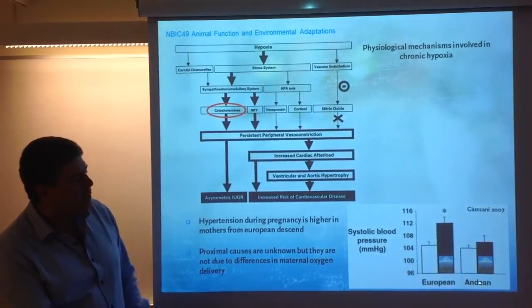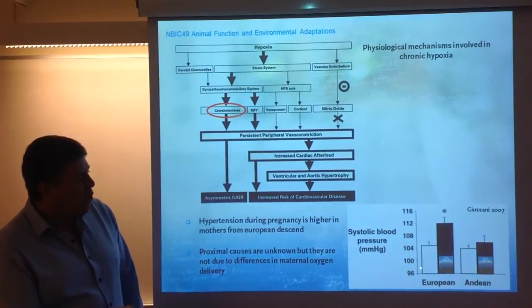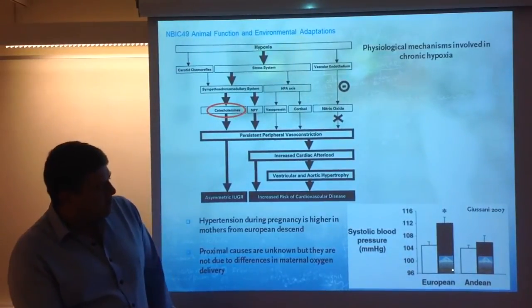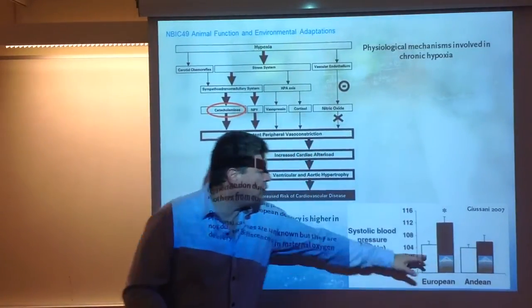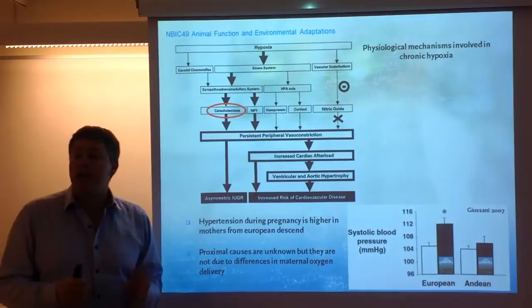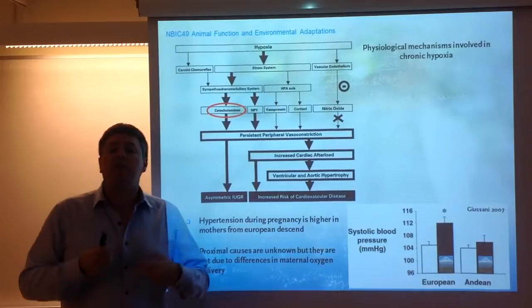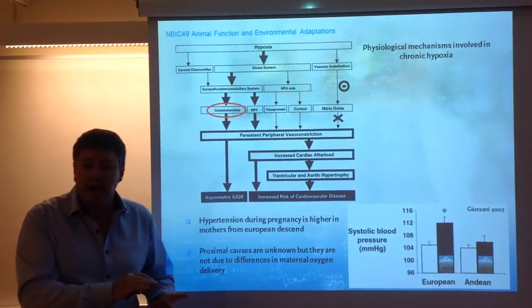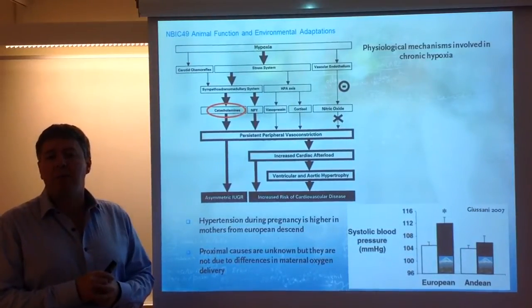Mothers from European ascent or Andean ascent, basically this is your genetic background. What you see here is that at altitude, the black bars, the European mothers have a much higher systolic blood pressure than the Andean mothers at altitude. The Andean mothers distinguish very little at low altitude or at high altitude. But in the European mothers, there is a very large difference. We don't know yet what the causes are, but the expectation is that there is a difference in oxygen delivery through the placenta during pregnancy associated with vascular abnormalities.